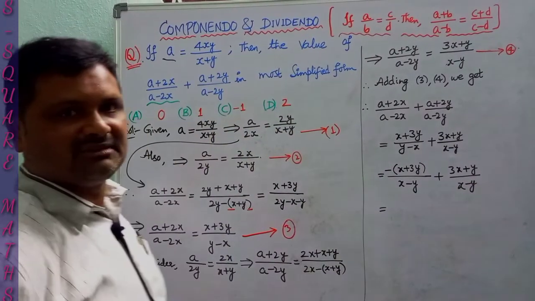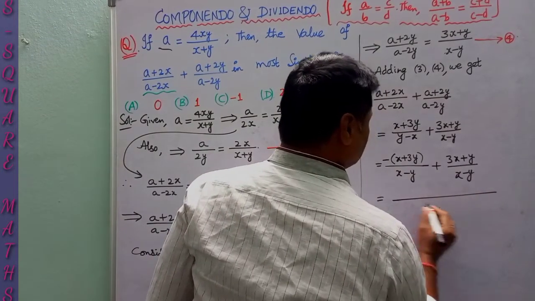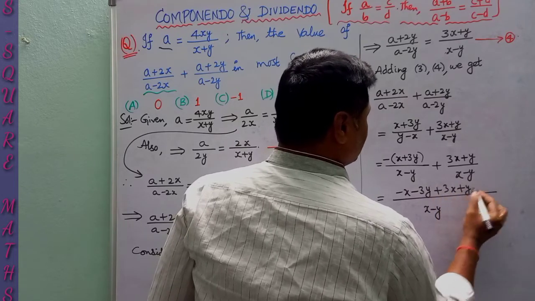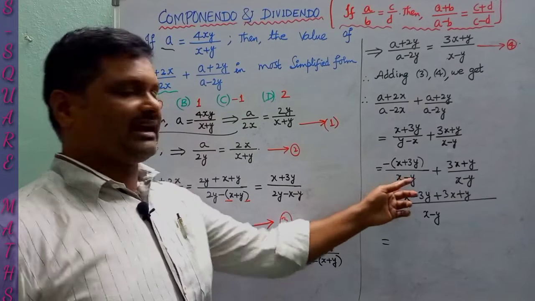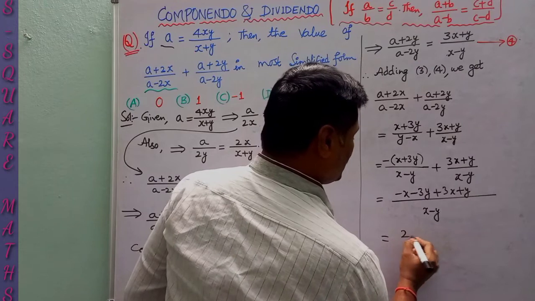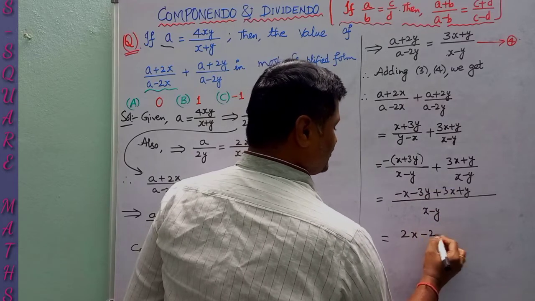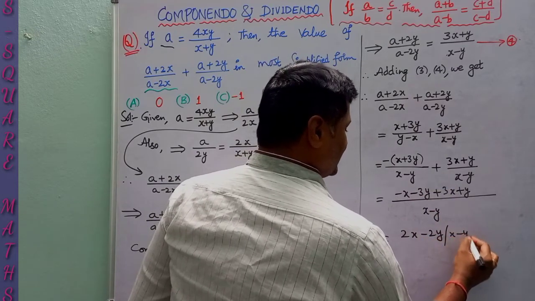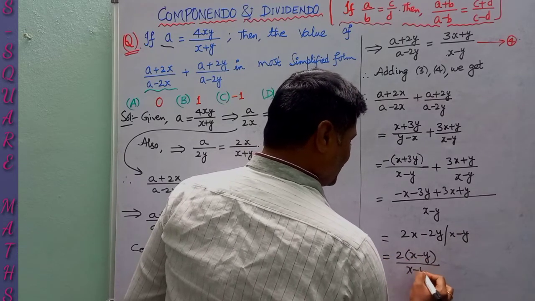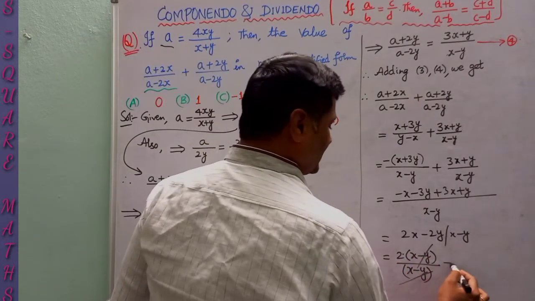Now the denominators are the same. I can write x minus y minus x minus 3y plus 3x plus y. Before the bracket you have minus, so the signs will change. So I can write 2x minus 3y plus y, giving 2x minus 2y by x minus y. Taking 2 as common, 2 times x minus y by x minus y, and I can cancel it. So the final answer is 2.